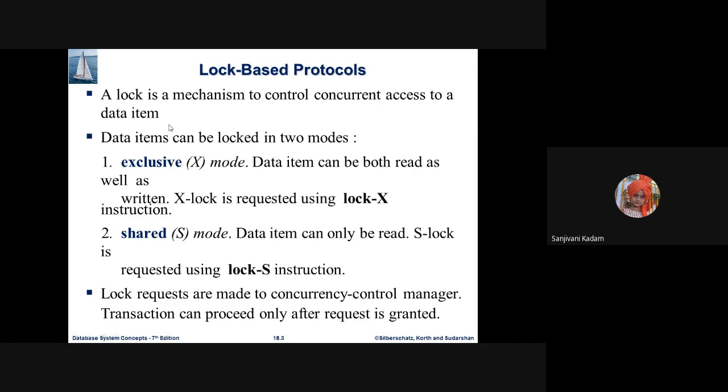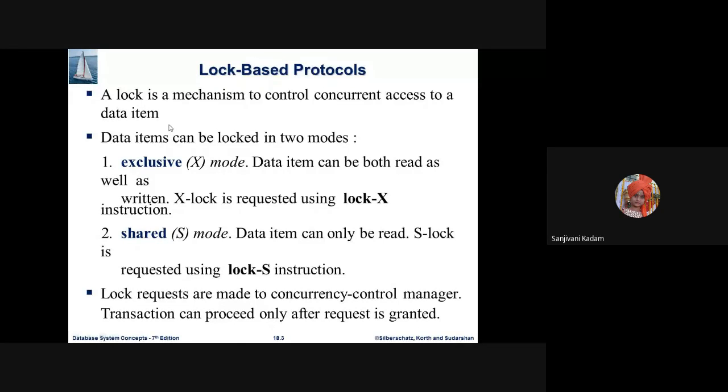Okay, so whenever we have an exclusive lock on a data item, the data item can be read as well as written back to the database. Whenever we want to acquire such a lock, it is written as lock X, using the lock X instruction. Whenever we are willing to perform any write operation, we should have an exclusive lock on the data item, and for this purpose we use the lock X instruction.